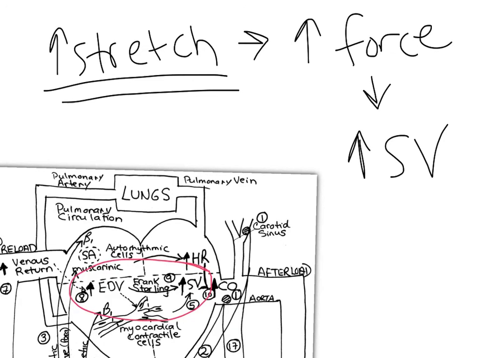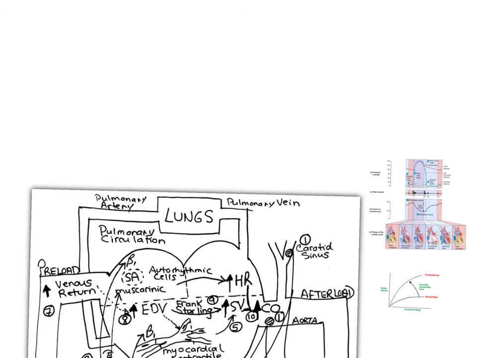In the next slide, we'll take a look at Starling's law of the heart and look at the relationship between the end diastolic volume, as indicated right here. An increase in the end diastolic volume increases the stroke volume. What I'd like to do now is just concentrate on this concept of the end diastolic volume. We can see the relationship that if we increase end diastolic volume, we're going to increase stroke volume.